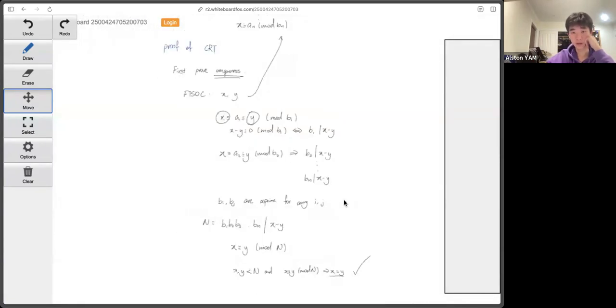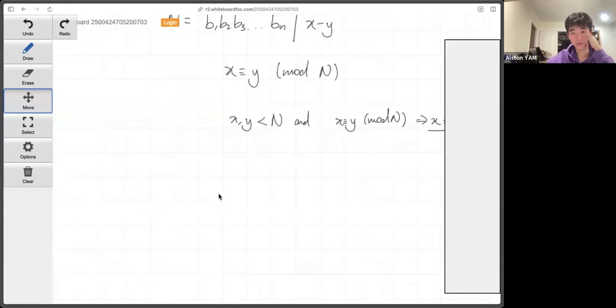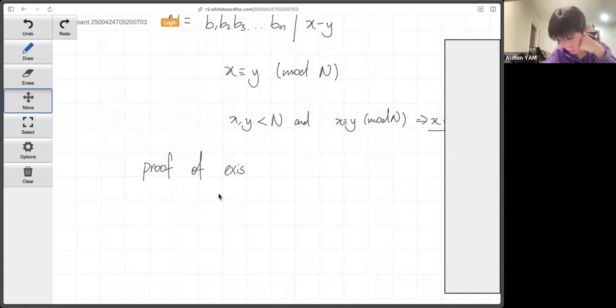Okay. And now let's go and prove existence. So what does that mean? Existence just means we want to prove that given any of these numbers, there will always be at least one solution. So proof of existence.